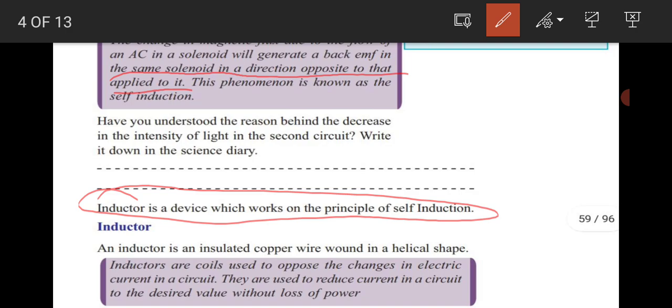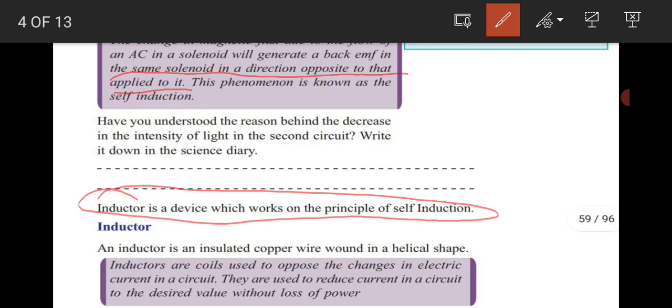Inductor. An inductor is a device which works on the principle of self-induction, and a transformer is a device which works based on the principle of mutual induction. The two are different, but it is very important. An inductor and a transformer are the two types of devices which work based on these two principles. The first one, the inductor, works based on self-induction, and the transformer works based on the principle of mutual induction.